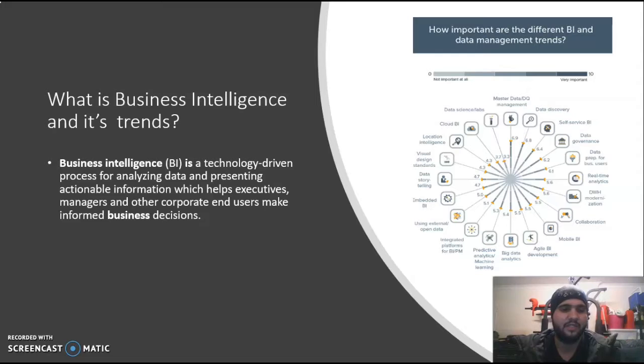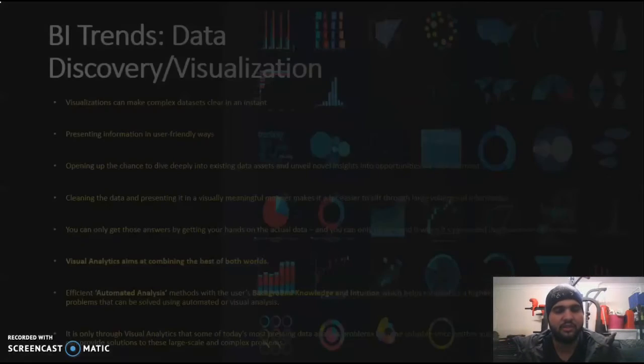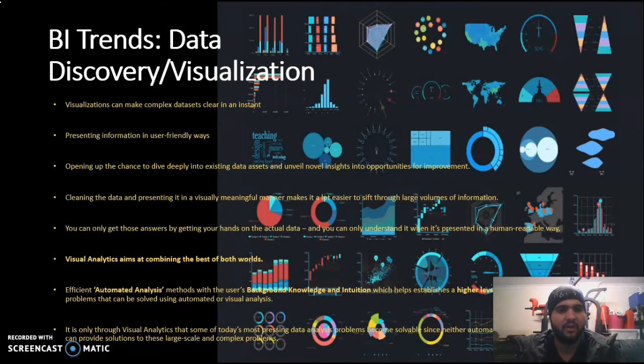First of all, business intelligence is a technology-driven process for analyzing data and presenting actionable information which helps executives and managers. There are some trends given in the picture, but I'm going to talk about data discovery or visualization and self-service BI. Data visualization is a kind of picture which has all the information about complex data. In a simple way, we can say it turns complex data into a simpler form of picture.